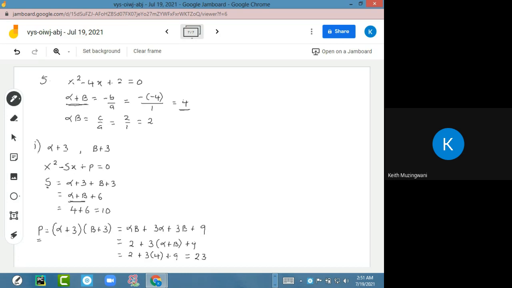We also have the product. So our equation then will be x squared minus our S, which is 10, x plus our P, which is 23, which is equal to 0. So this is our equation, whose roots are alpha plus 3 and beta plus 3. B, part 2.